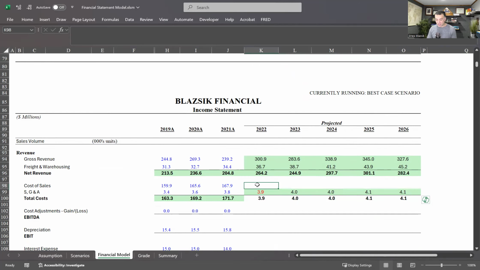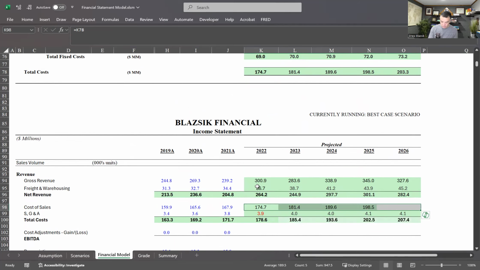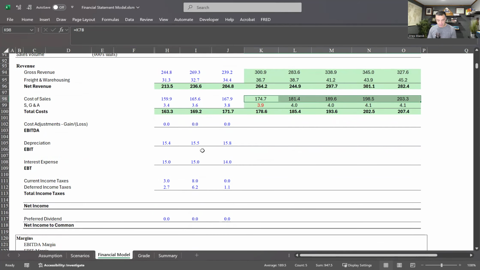So we got the SG&A, and then all I have to do is plug down the cost of sales, and that was in the cost schedule. That was our total cost right there. I'll plug that in, and that's going to solve the cost part of the income statement. Next, what we want to know is, we got our revenue, we got our total costs. I want to know what our EBITDA is.